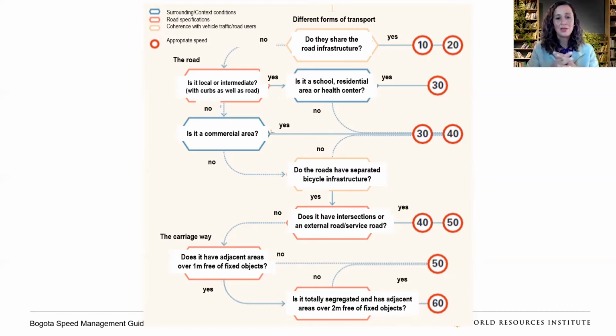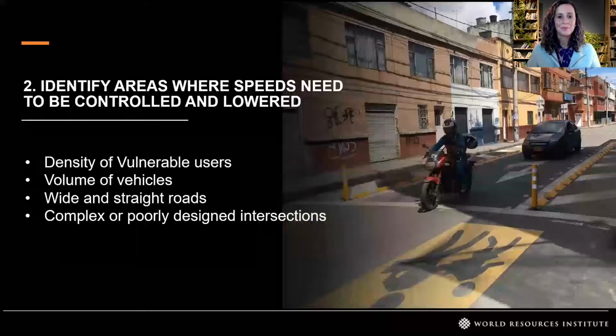Do you have intersections? Intersections are very critical because a vehicle will only withstand a crash, a lateral crash, at a maximum 50 kilometers per hour. And that is one of the reasons why in cities it's not recommended to have speeds that are higher than 50 kilometers per hour as a speed limit, among other considerations. Finally, do you have roads that are completely segregated from pedestrians and from cyclists? So you might want to consider 60 kilometers per hour there.